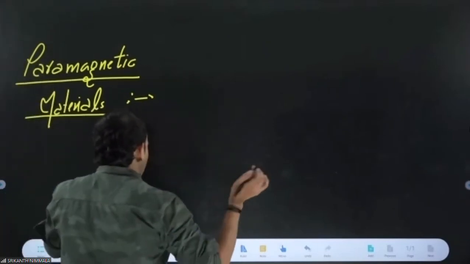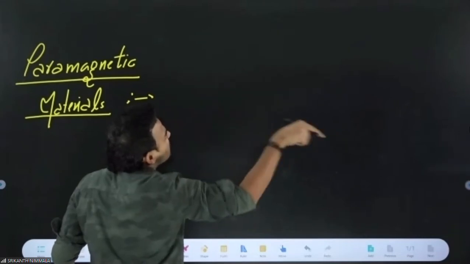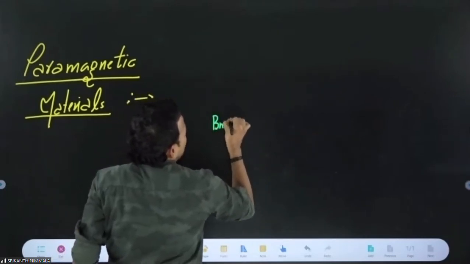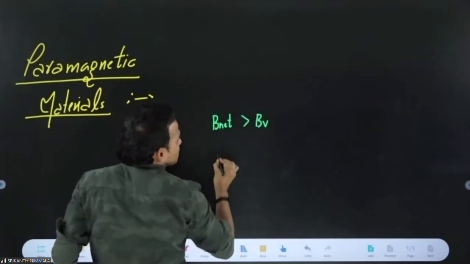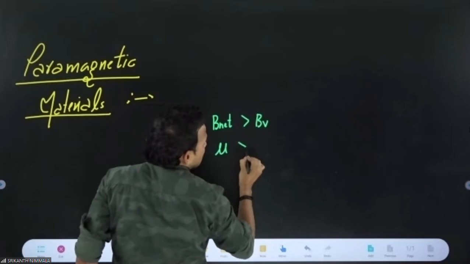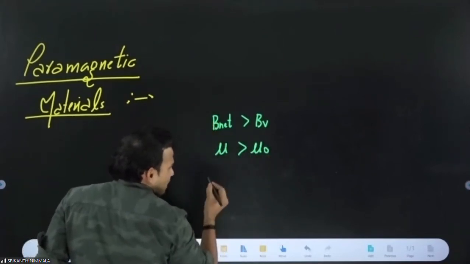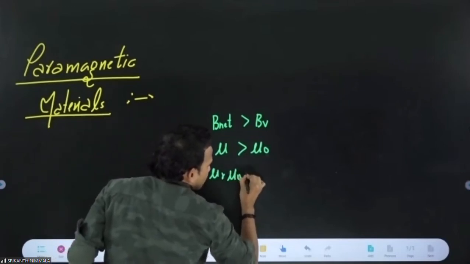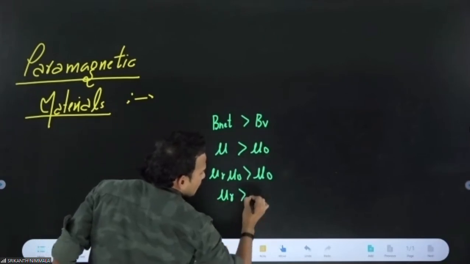Same thing you have done. I think everyone can do it. You'd simply say, sir, the induced magnetic field is in the same direction as the applied field. That means the net field will be more than in vacuum. This means mu of the paramagnetic material will be greater than mu naught. And mu I can write as mu r into mu naught. So from here mu naught cancels, which means mu r will be greater than 1.